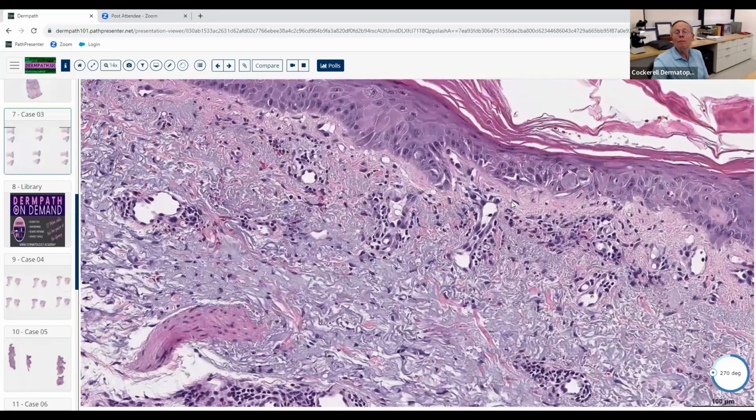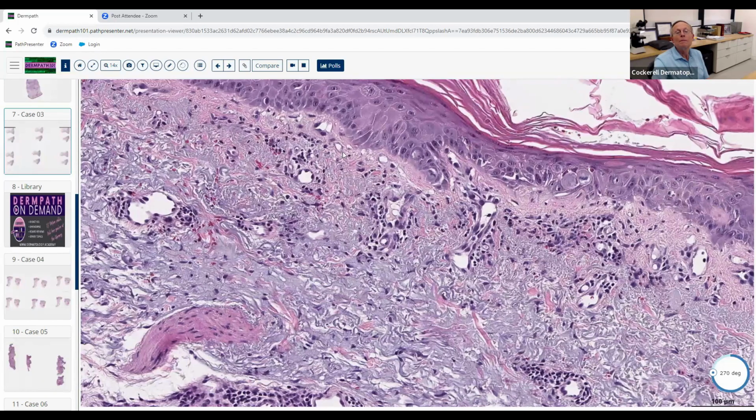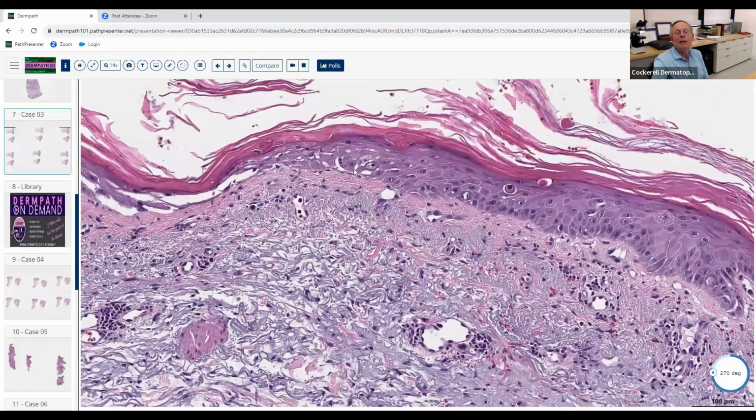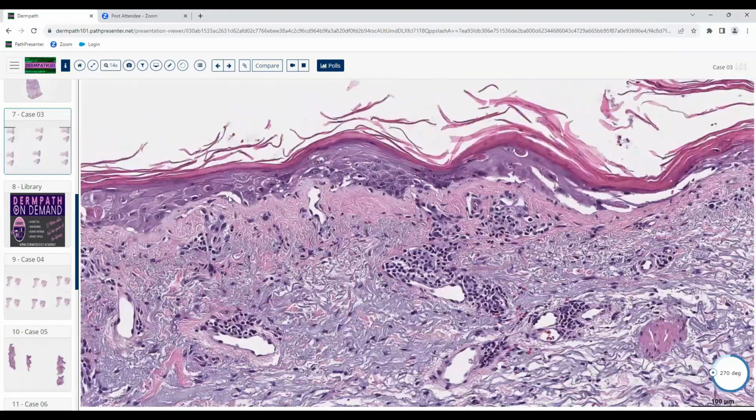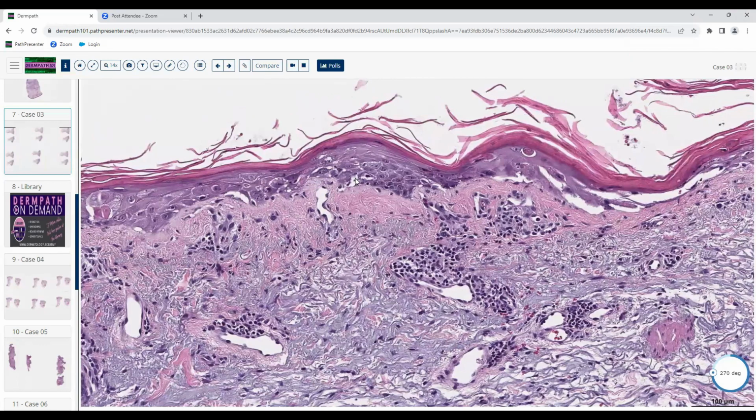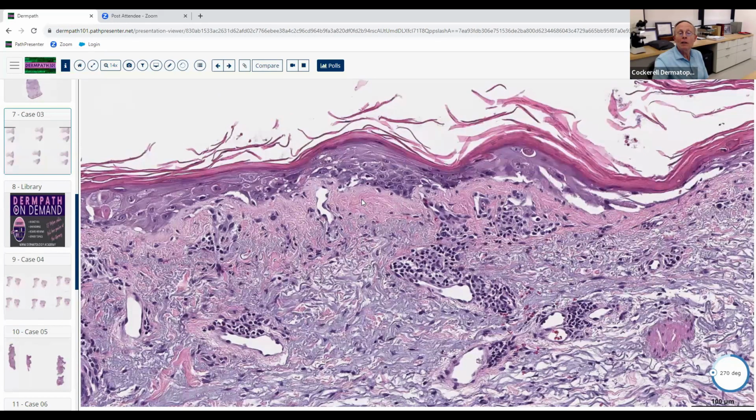Now we do see some more. What about in this area? Now what do you see? I see lymphocytes. There's some epidermal changes going on too. Yes, it looks like there are some epidermal changes. What kind of epidermal changes are you seeing here?